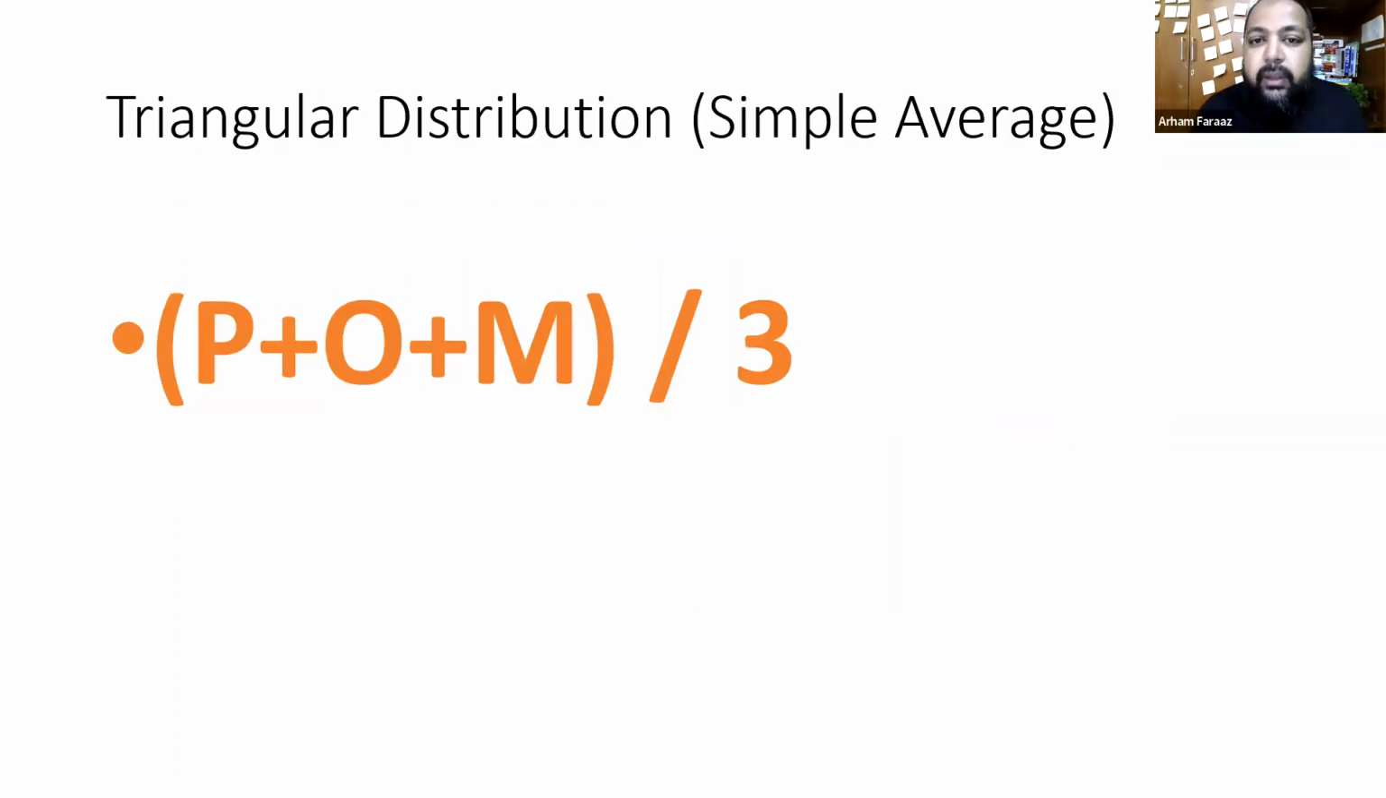Now, in 3-point estimation, you have triangular distribution, also called simple averages, wherein you take the most likely estimate M, the pessimistic estimate, the worst time it's going to take, and the optimistic, the best time it's going to take to get things done. You take all three of these and divide by 3. You get the simple average.